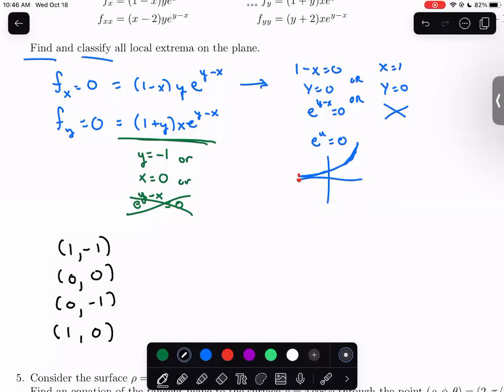Two of these are true and two of these are false. But I see this mistake come up, and so that's why I wanted to bring it up in class. Two of these are actual critical points and two of them are not. Can someone maybe identify for me a point here that is not a critical point? Which one don't you like on my list? In the back here? Zero, zero. Why don't you like zero, zero?